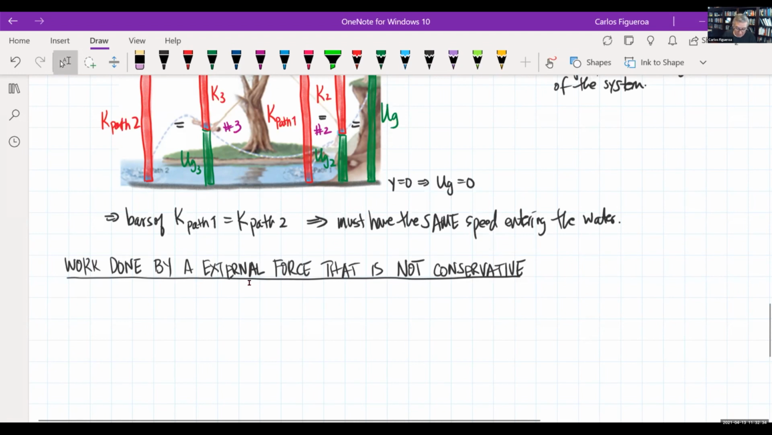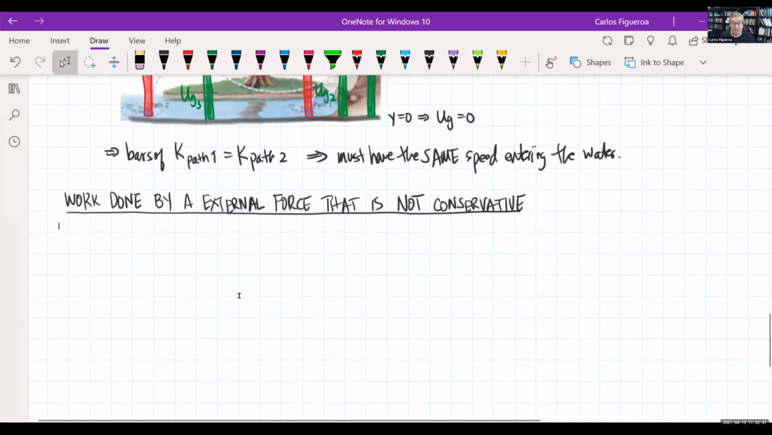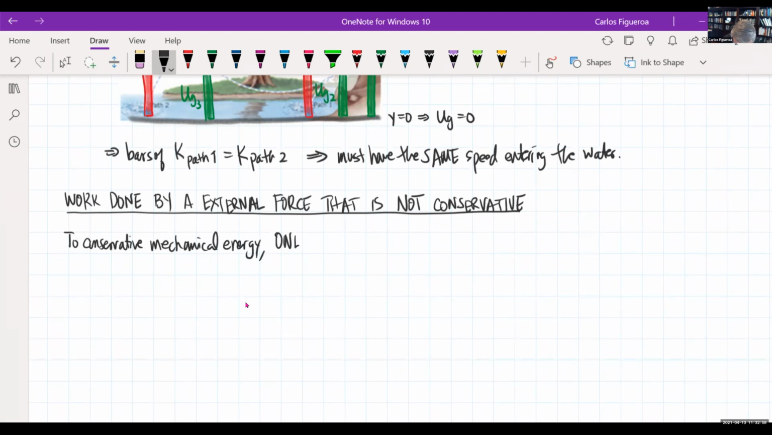So what did we talk about up to this point? Now we've expanded our system from 2 forces to 3 forces. So to conserve mechanical energy, only 3 possible forces can be in our system.